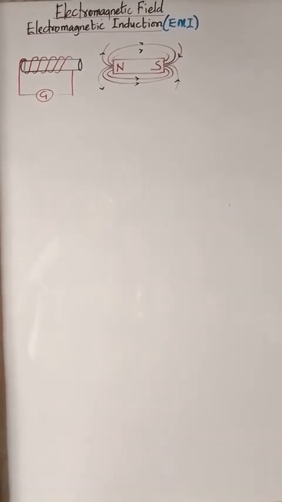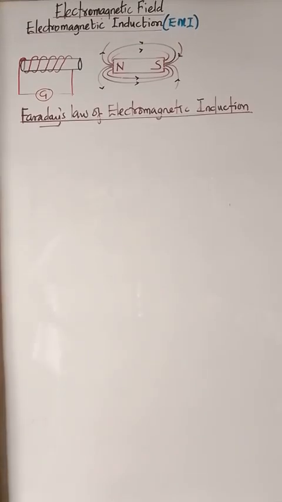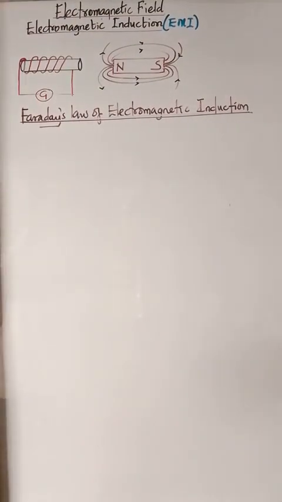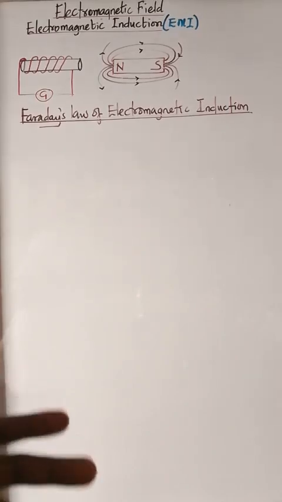But before that, let's look into Faraday's law of electromagnetic induction. Now I've already defined EMI. Electromagnetic induction is a process where induced EMF or current is produced whenever there is a relative motion between a conductor and a magnetic field, or whenever there is a change in what? Magnetic flux, which is caused by the relative movement.